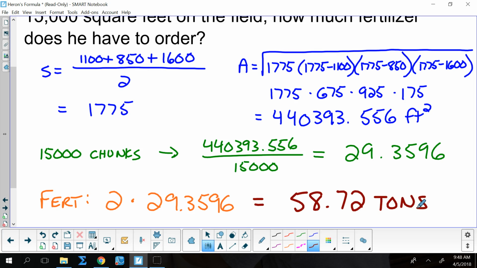Good. That's all that there is to Heron's formula. Okay. All right. FYI, Heron's formula might be something you want to put on your note sheet for next week. Wink, wink, nudge, nudge.